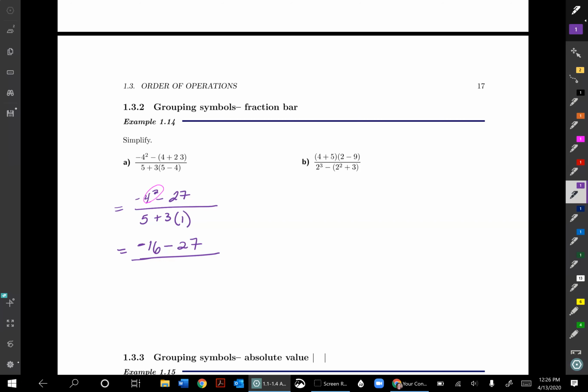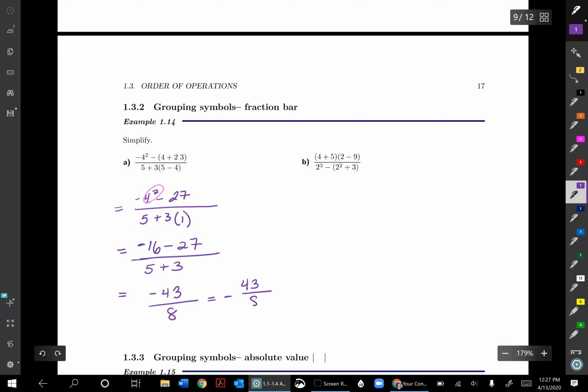So then we have the 5 plus the 3 times 1, so it's just 5 plus 3. Again, you can streamline some of this. I'm just writing everything out so you can follow along. Negative 16 minus 27 is going to be minus 43, all divided by 8. And that is a fine answer, although we want to center our negative.